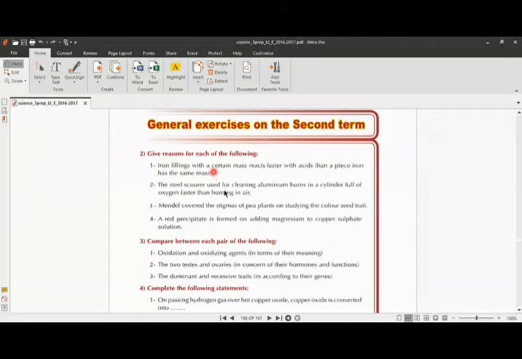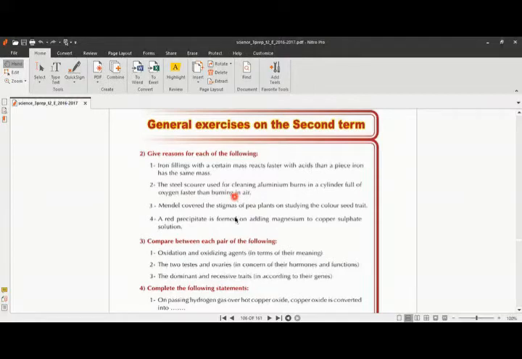Here he's asking about cleaning aluminum burning in a cylinder full of oxygen faster than burning in air. Here he changed the concentration. If I burn something in concentrated oxygen in a jar, instead of burning it in the air, which has less oxygen. Why? Because by increasing the concentration, the chemical reaction becomes faster.